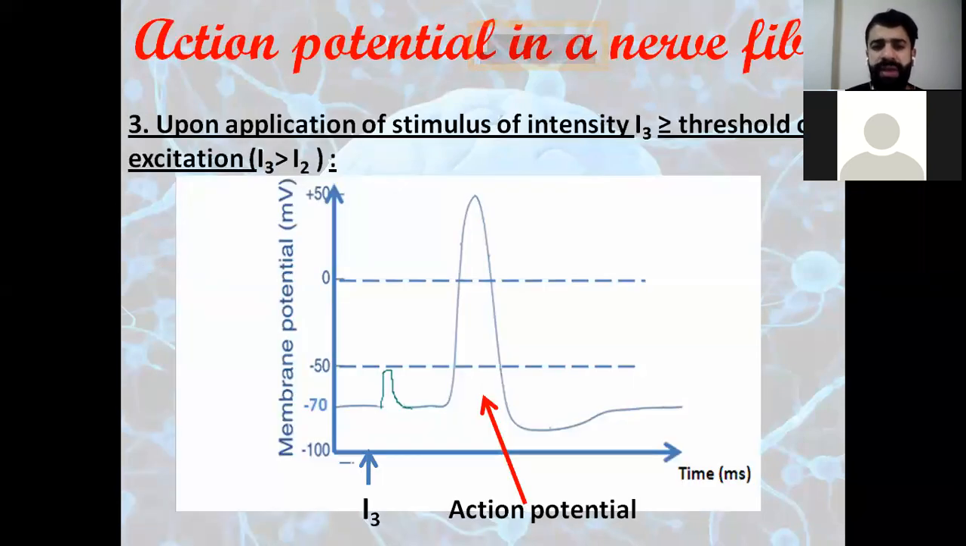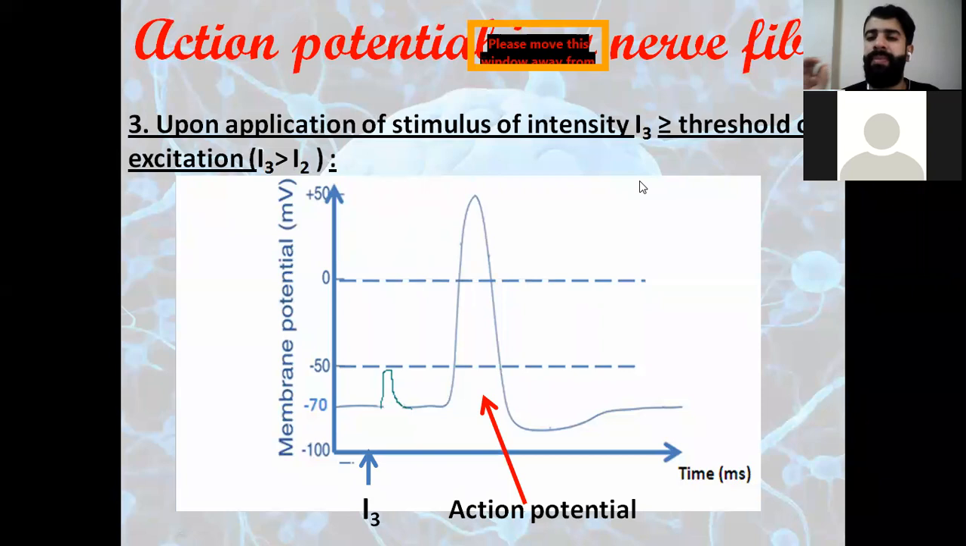Can anyone explain to me why the potential difference is plus 120 millivolts? I'm waiting for your answers. Why is it 120? Raise your hands, please. Why is it 120 millivolts? Why is the potential difference 120 millivolts?